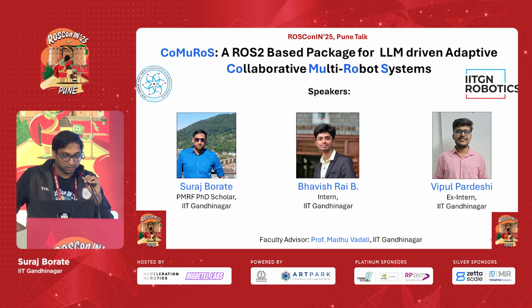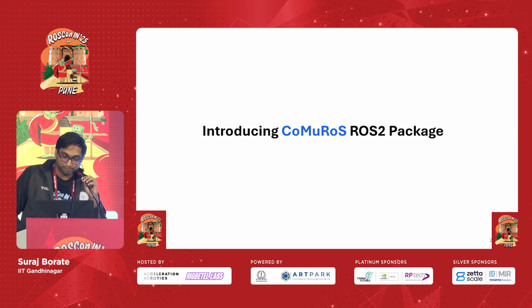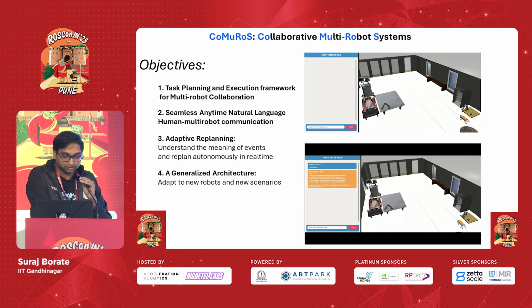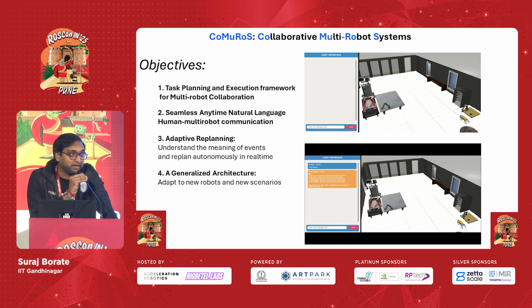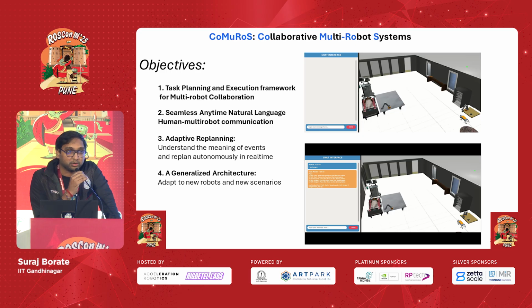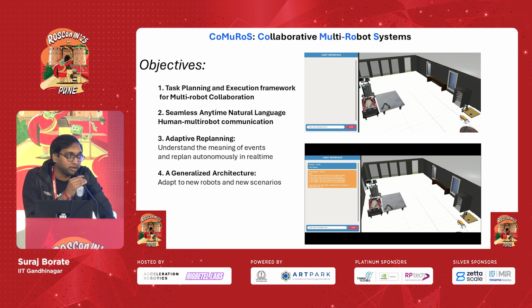So we are here to introduce you to our open source collaborative multi-robot system ROS2 package, CoMuRoS. So what does this do? These are the objectives. Our package provides a framework for task planning and execution for multi-robot collaboration. And it provides a seamless, anytime, natural language, human-robot communication. So you can communicate with multiple robots at the same time in natural language, something like this.